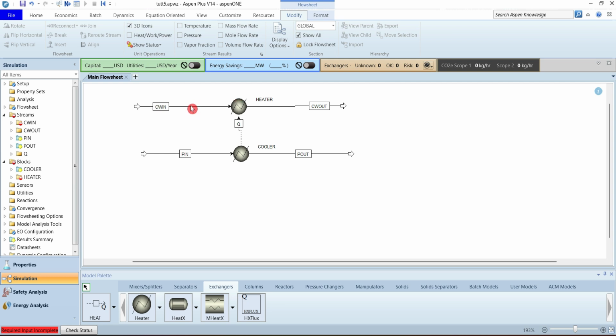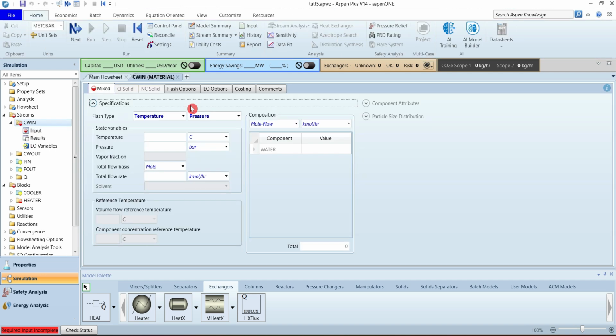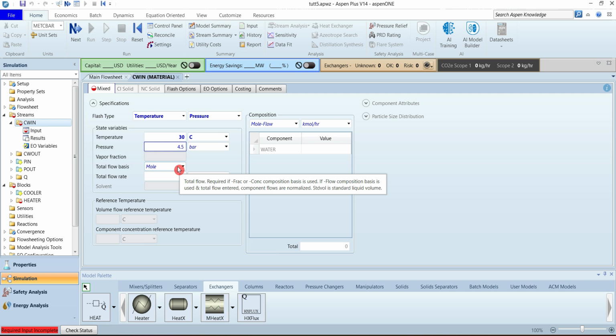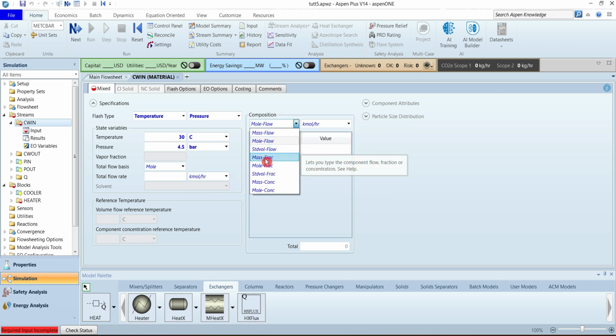So let's specify the cooling water inlet stream. The inlet temperature is 30 degrees Celsius. Pressure is 4.5 bar. Flow rate we don't know as of now, but we do know it's pure water.